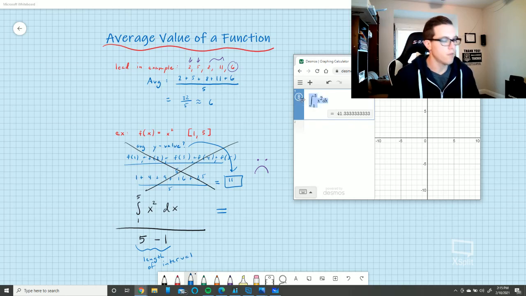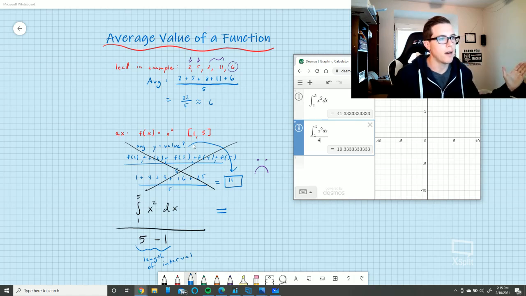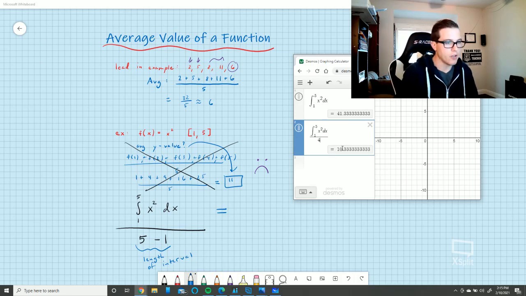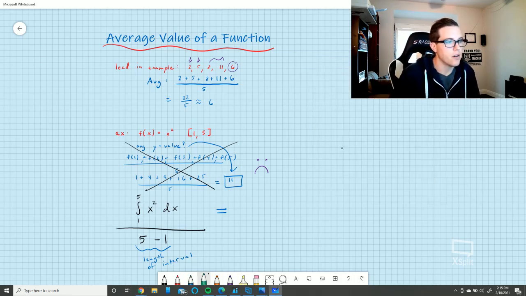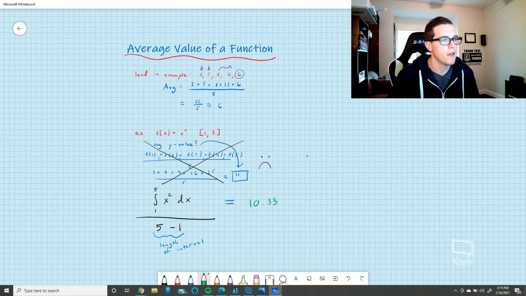Take that value, divide that by 4, and we get 10.33. So I was a little wrong on my previous assessment. Because we had more of the lower values at the bottom, we weren't including as many, but we can see that the real answer for this interval from 1 to 5, the actual average value, is 10 1/3, 10.33. That's your average y coordinate in the interval. It's called the average value. So it's really all it is.